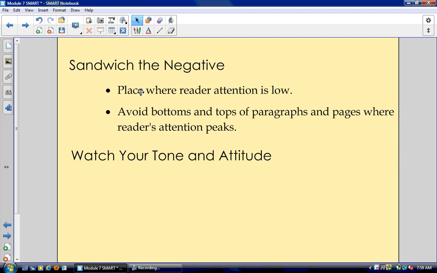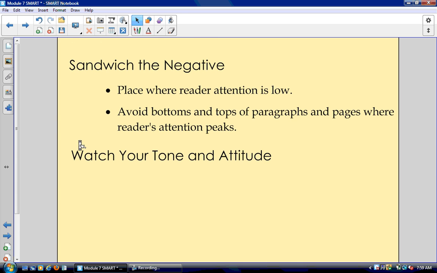Now, Module 7 actually goes into detail about being careful too about those paragraphs that wrap across pages, because our attention is typically focused at the ends of paragraphs and ends of text. When we're scanning a document, often we won't really see the information in the middle, but we will actually pick up on the sentences at the bottoms and tops of paragraphs and pages. And so we want to avoid putting our negative in those places. It should not only be sandwiched within the message, it should be sandwiched within the paragraph.